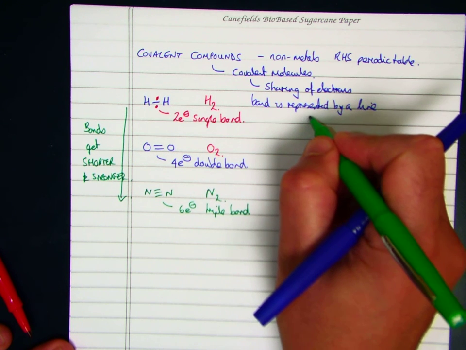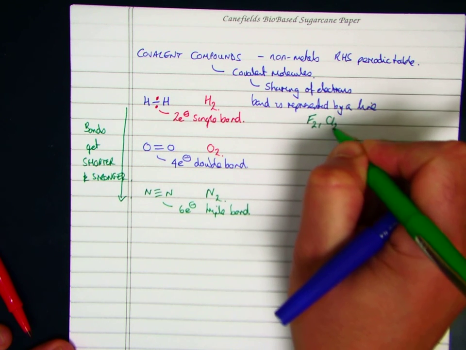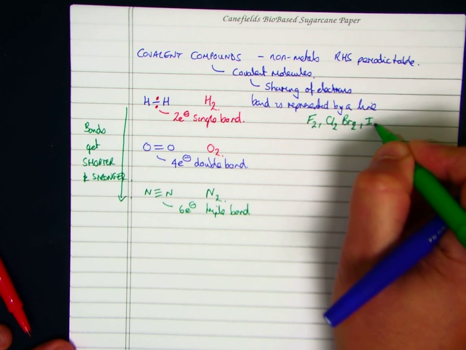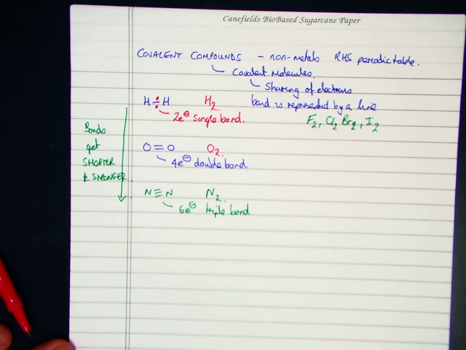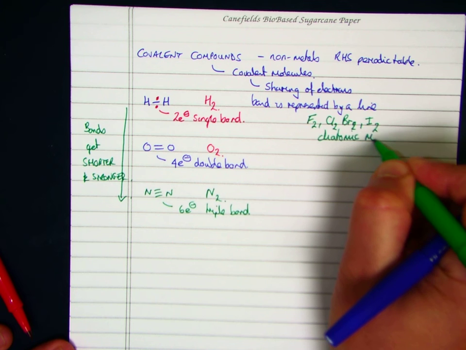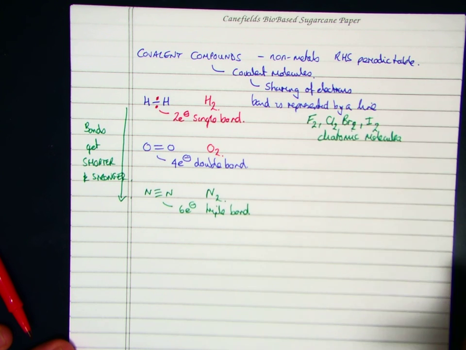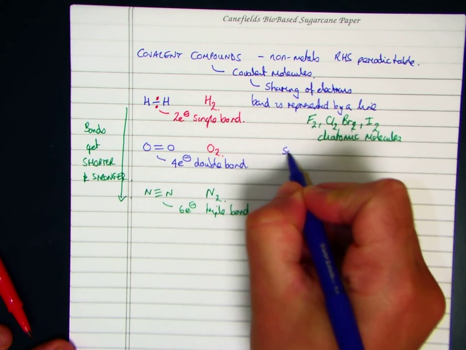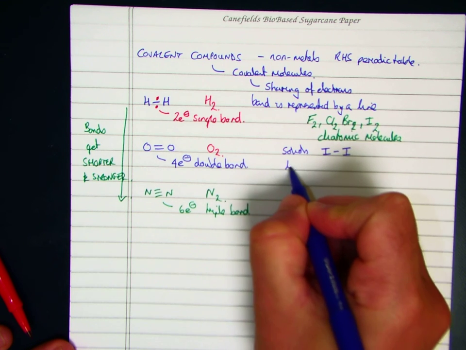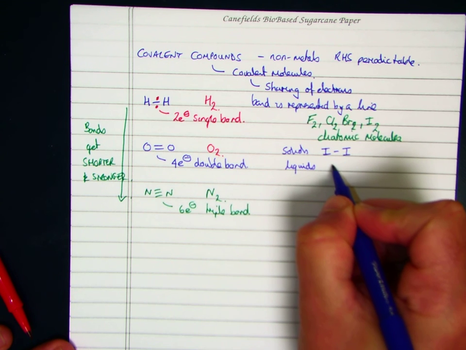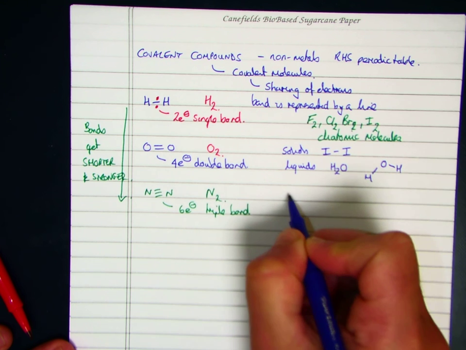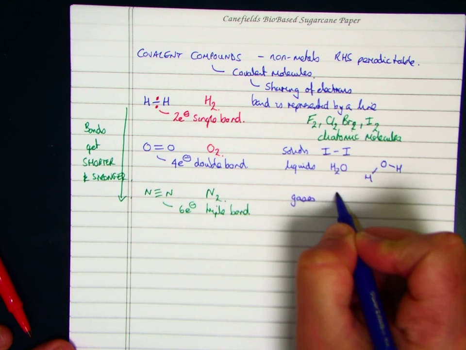In addition, I want to remind you that fluorine, chlorine, bromine, iodine are diatomic as well. These are diatomic molecules. They can be solids, such as iodine. They can be liquids, such as water. And they can be gases, such as CO2.